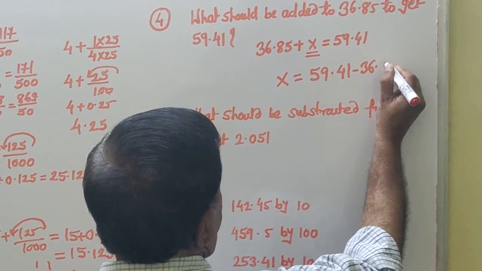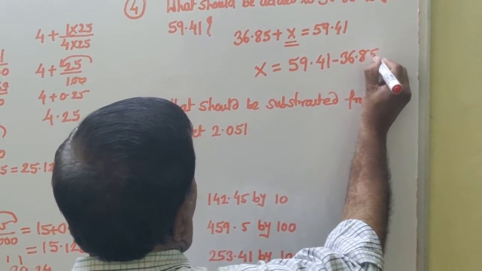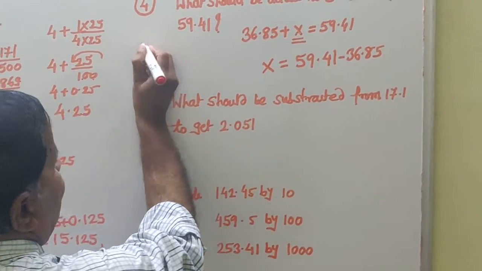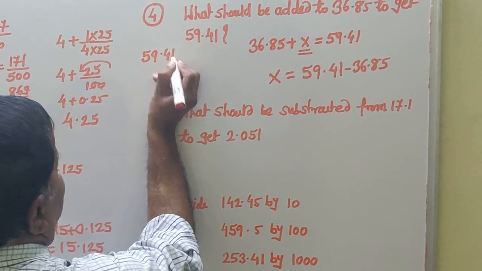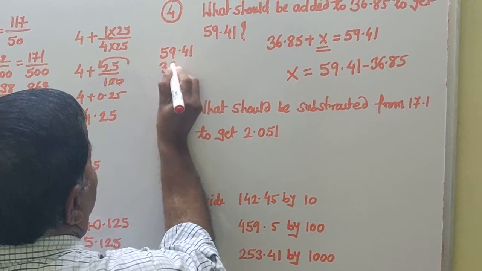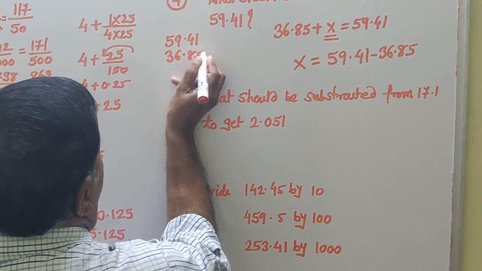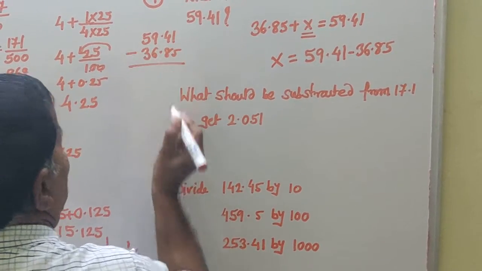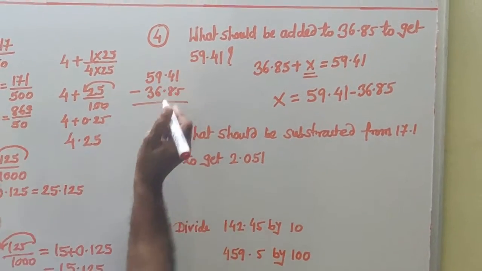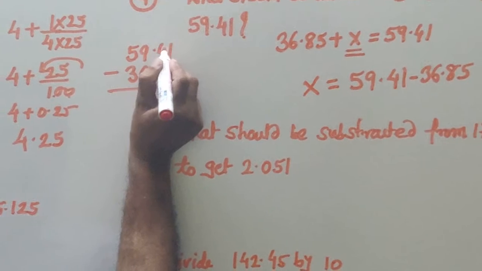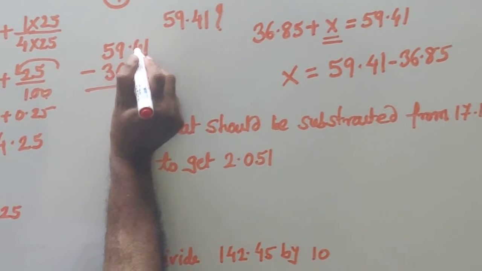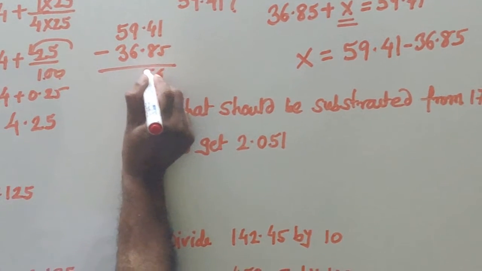So 59.41 minus 36.85. Okay. Now what I am doing here, 59.41, decimal after 2 places, 36.85. I want to subtract. You know how to subtract. 11 minus 5 is 6. Okay. Then this will be 3. 13 will come here. 13 minus 8 is 5.